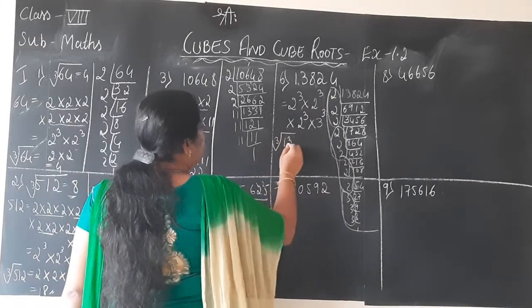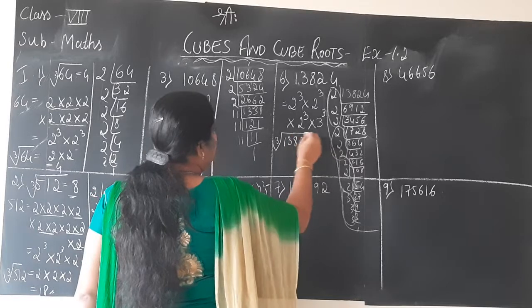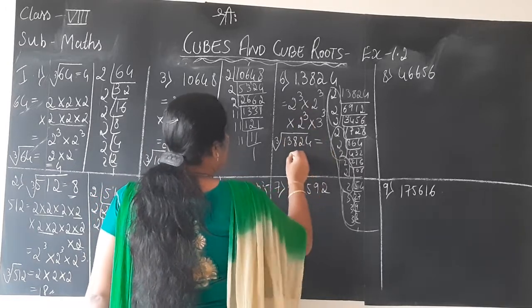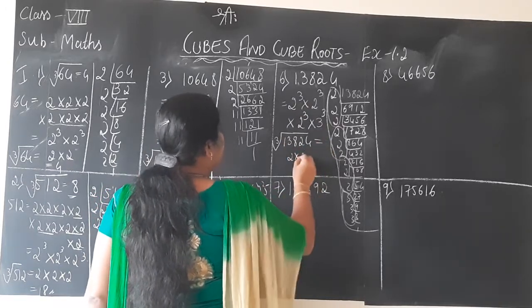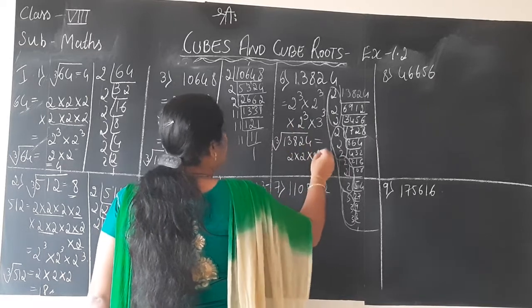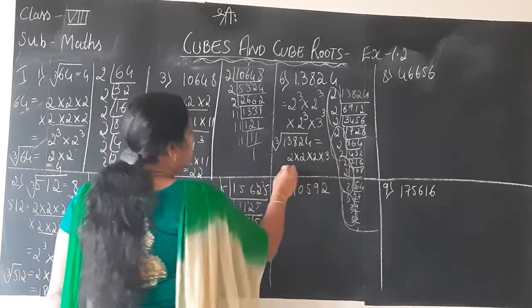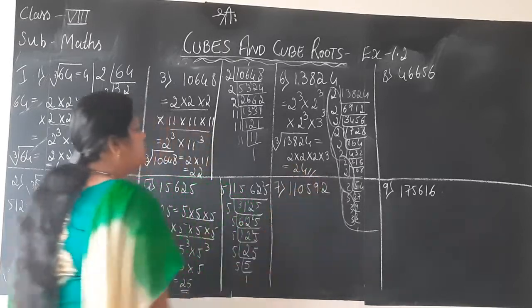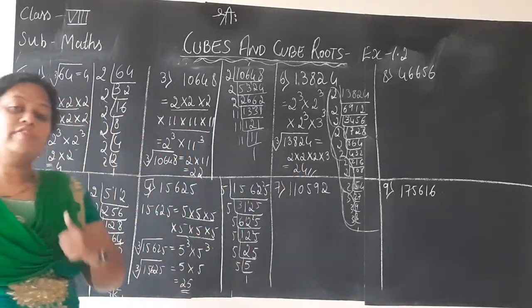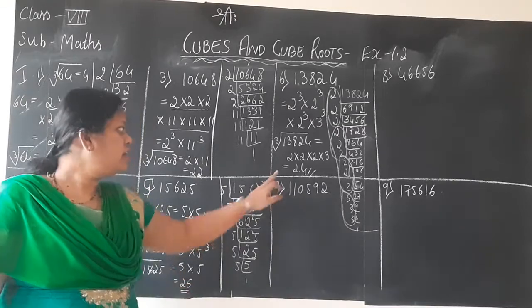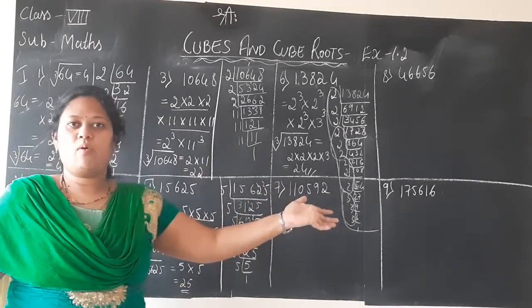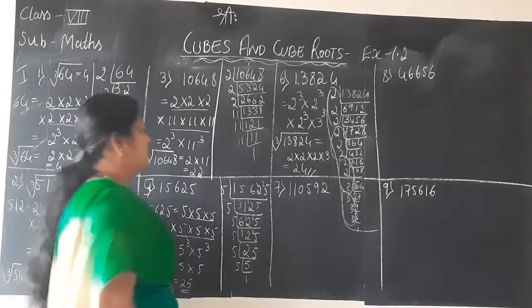So now what do you get? Cube root of 13,824 is equal to 2 cube is 2, again second 2 cube is 2, third 2 cube is 2 and last 3 cube is 3. 3 2s are 6, 6 2s are 12, 12 2s are 24. So what is cube root of 13,824? It is simply 24. So easily you can do, isn't it, children?